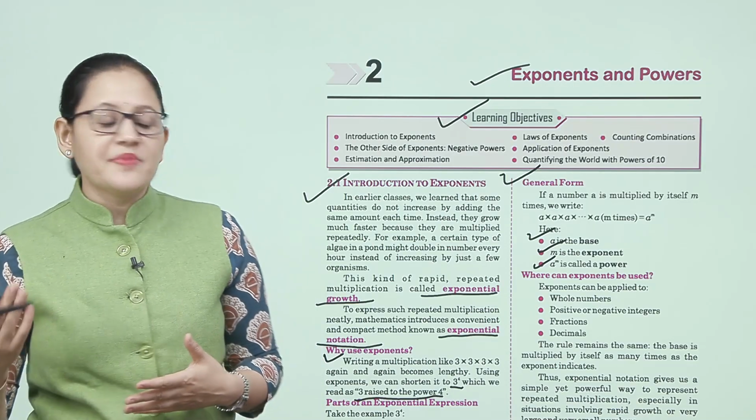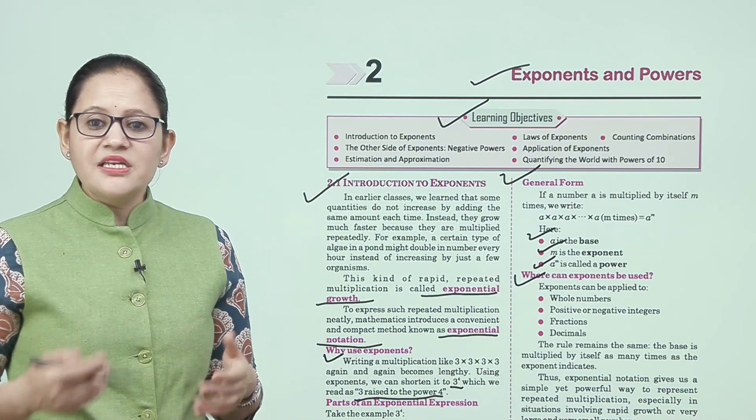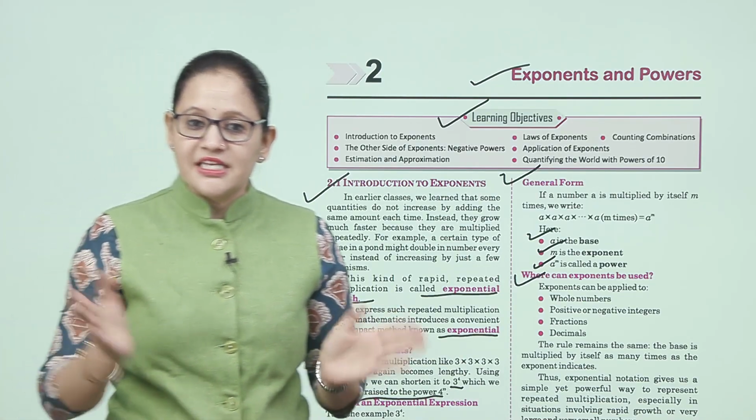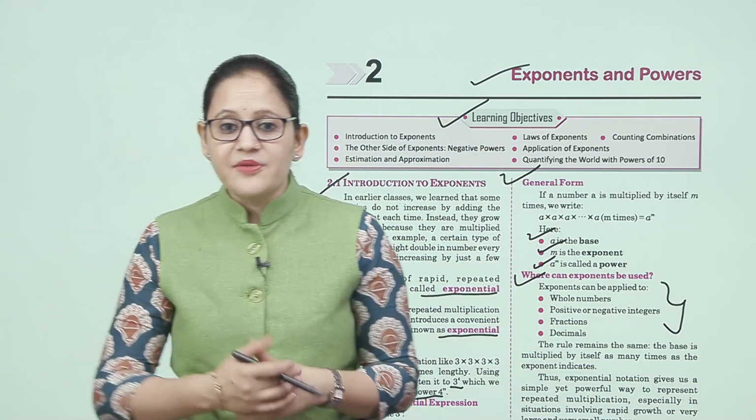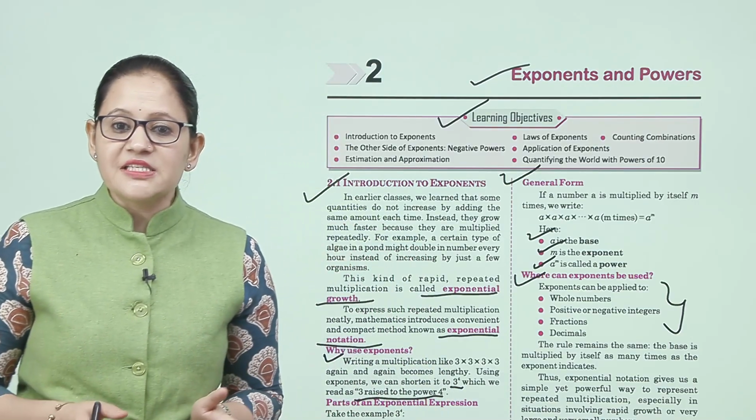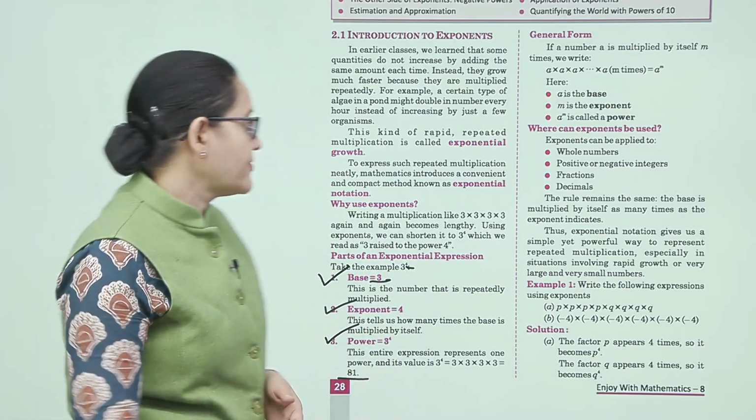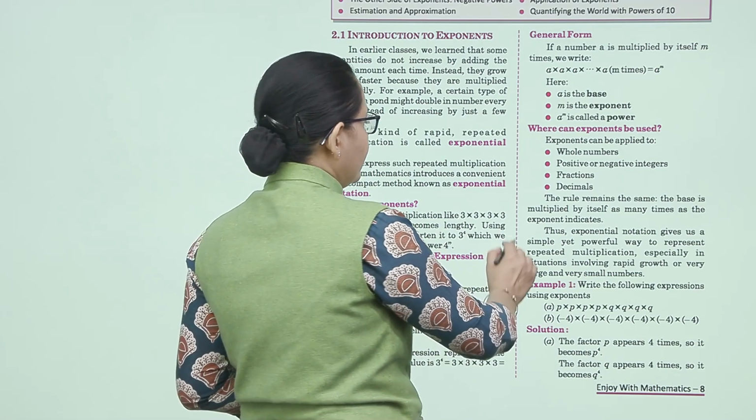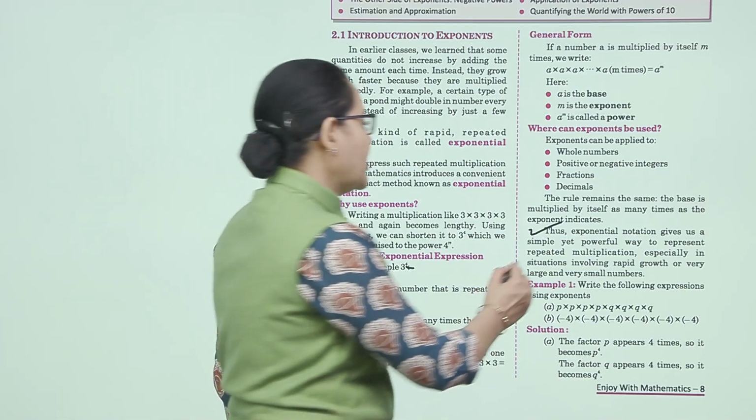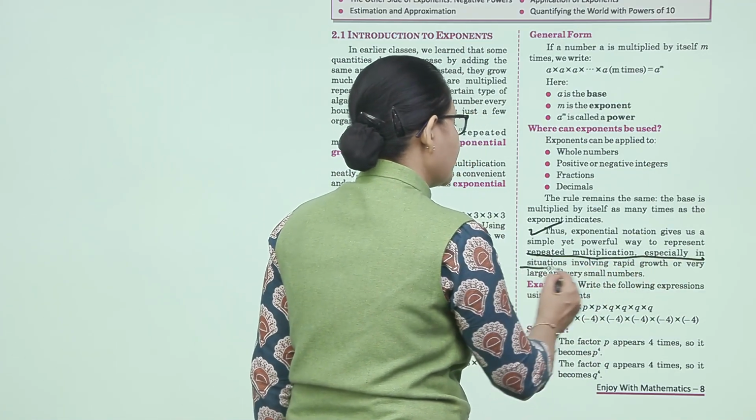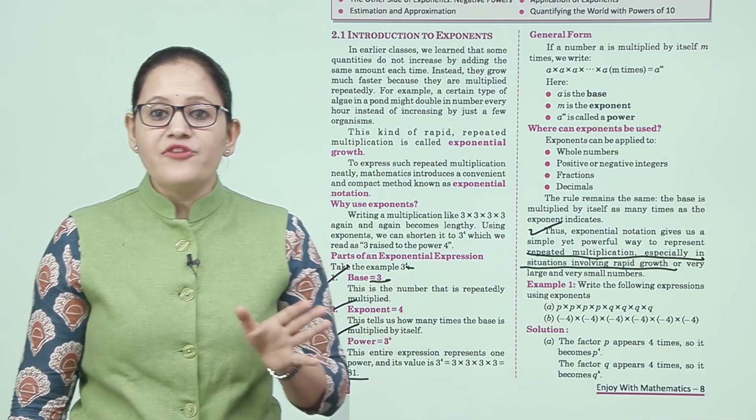Where can exponent be used? Now we will learn where we can use these exponents. Exponent can be applied to whole numbers, positive and negative numbers, fractions and decimals. In all these cases we can use exponent. The rules remain the same. The base is multiplied by itself as many times as the exponent indicates. Thus, the exponential notation gives us a simple yet powerful way to represent repeated multiplication, especially in situations involving rapid growth or very large or very small numbers.